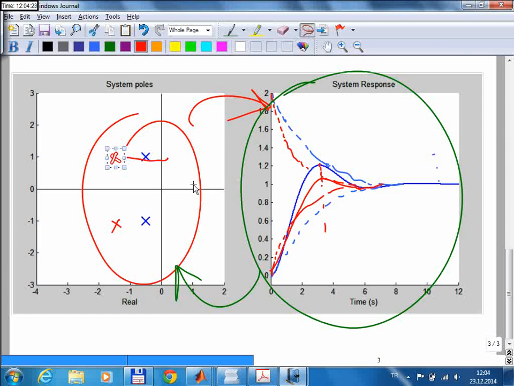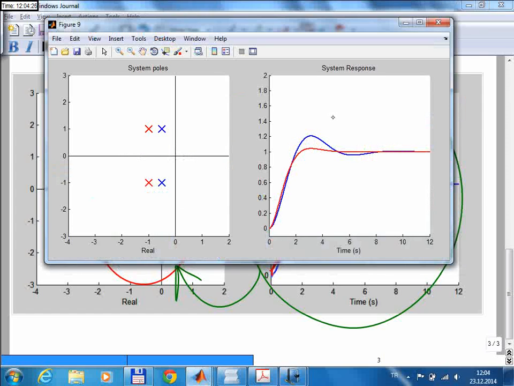So in fact this is a good example. If your response was the blue one, and you thought that there was too much of an overshoot here, and you don't want that, but you're happy otherwise with the speed of response, then changing the poles like this will solve your problem.